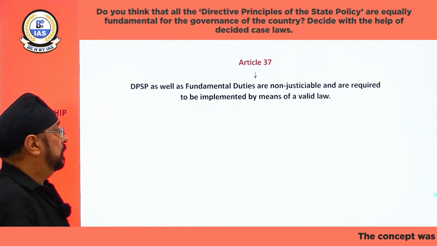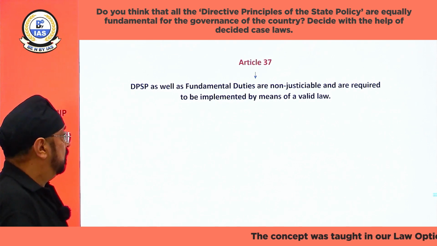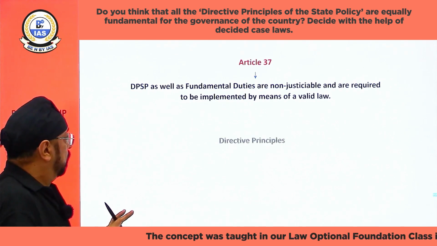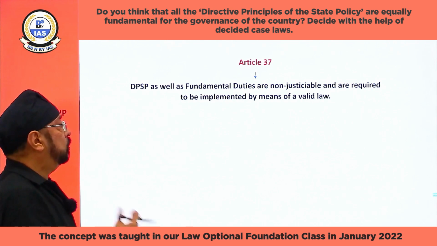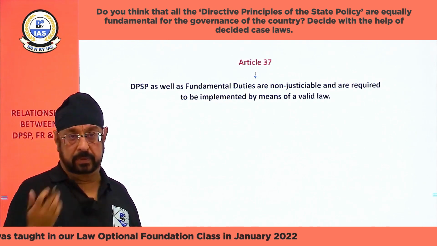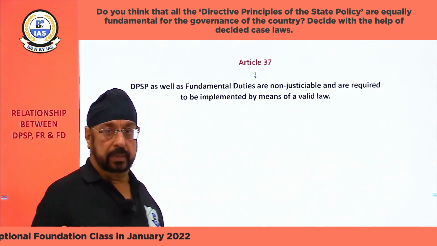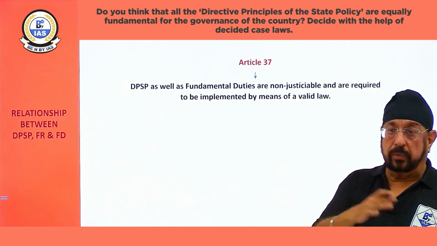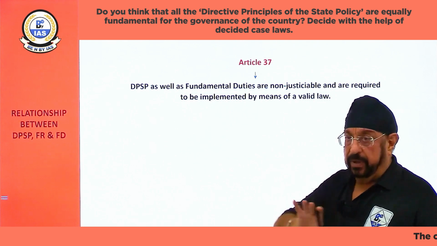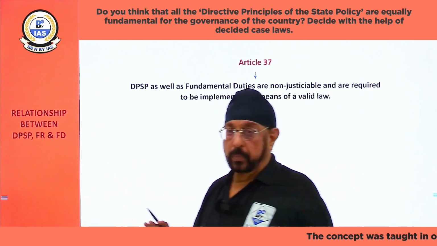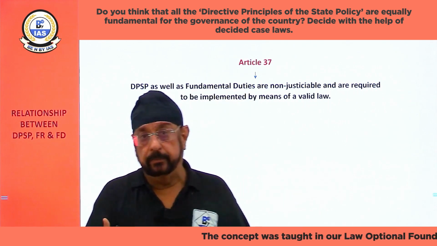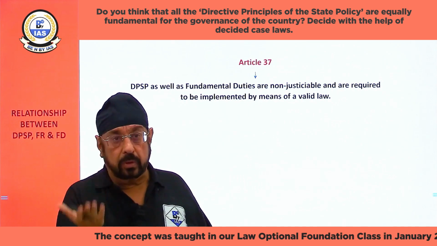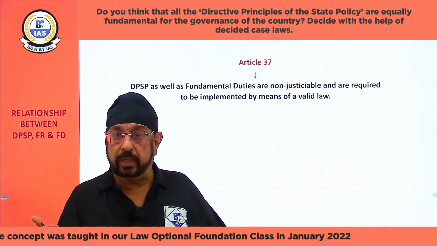DPSP as well as fundamental duties are non-justiciable, and how are these principles to be implemented? The principles given in DPSP are guiding factors for the state to govern. How will they be achieved? Through laws. State will make laws for that.